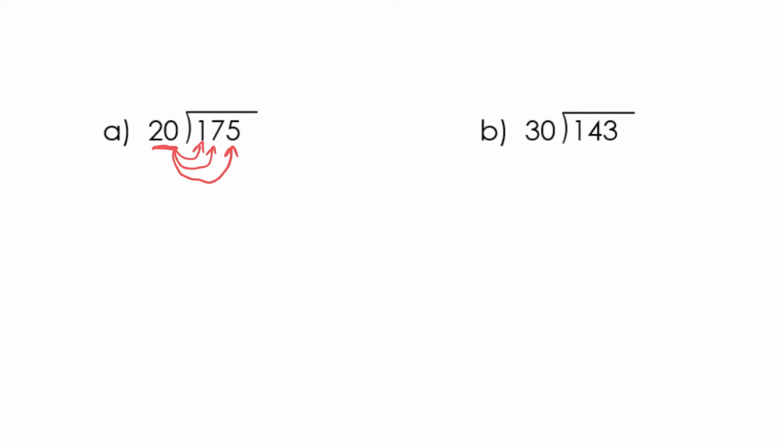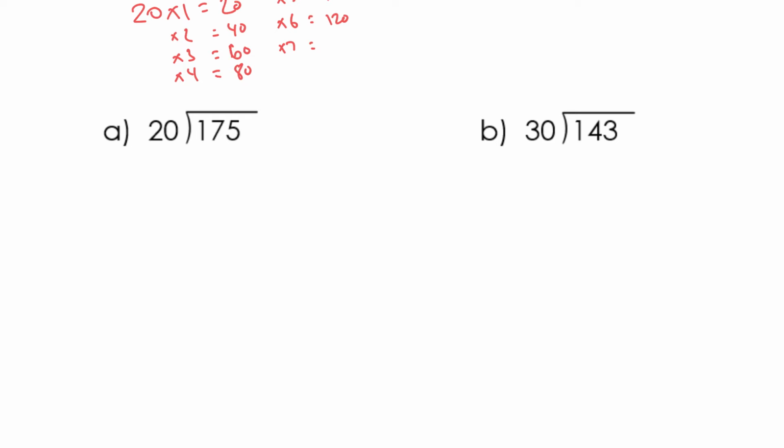So one way to look at this is to do some multiplication. So 20 times 1 is 20. We need to get to 175. We cannot go over 175. So 20 times 2 would be 40, times 3 is 60, times 4 is 80, times 5 is 100. So we're getting closer. Times 6 is 120. Times 7 is 140. We're right at the answer here, 160. And times 9 would be 180. So it cannot go in 9 times because that would be too much. So the answer we're looking for is this one right here, 8.